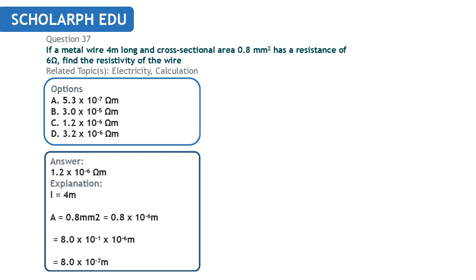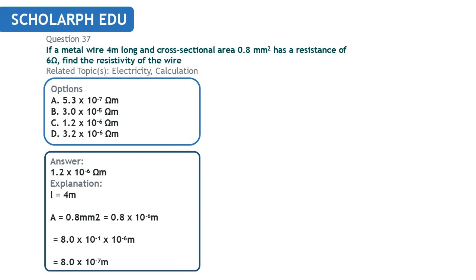We need to convert this to meter square. To convert to meter square, we will divide this. Now, if you want to convert from just millimeter to meter, you divide by 1000. But if we are converting from millimeter square to meter square, we are going to divide by 1000 twice. That means you are dividing by 1000 times 1000. So you are dividing by 1 million. So you are dividing this by 1 million.